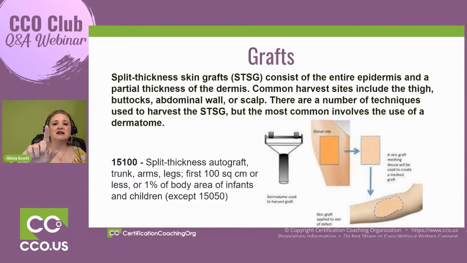Well, first, let's notice something I wanted to bring to your attention about 15100, split thickness autograft. So if it's not an STSG, you don't use this code. And then notice it says trunk, arms, and legs, because the other code is for other areas. And then it says 100, the first 100 square centimeters or less, right? But then it says or, now don't get this confused, 1% of body area for infants and children. And they said, oh, except 15050. So you'd have to go back and look at that code.